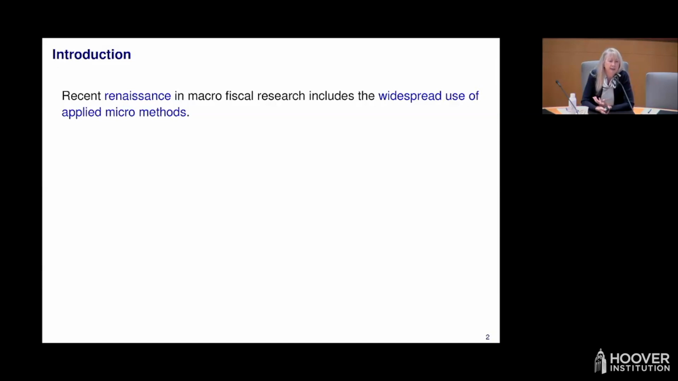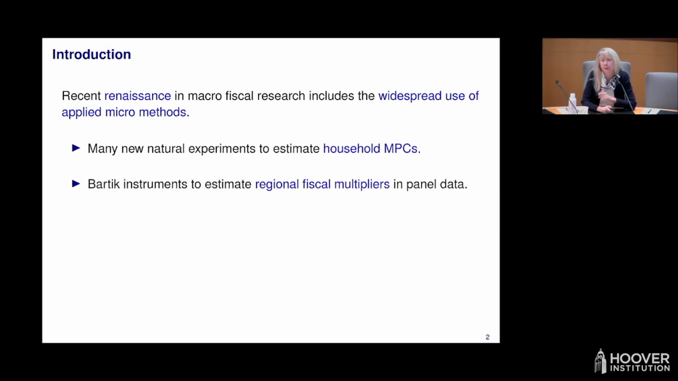Now, the recent renaissance in macro fiscal research, as well as other macro research, such as the effects of housing prices on consumption, has included the widespread use of applied micro methods. So these methods did diffuse in macro in the years since that 2010 paper. There are many new natural experiments to estimate household MPCs, Bartik instruments to estimate regional fiscal multipliers, panel data, and many other examples.